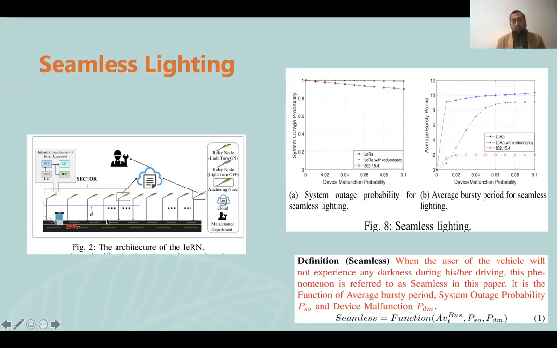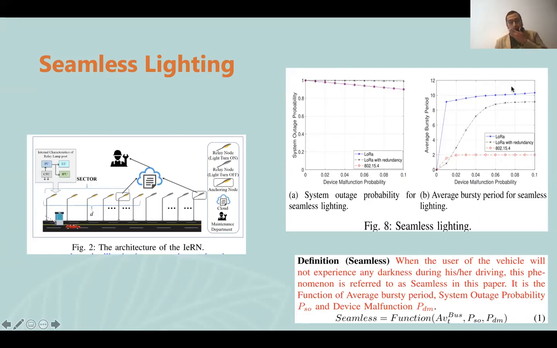But look, the dependency of the entire line will depend only on these two devices. If these two devices are not working, that means there will be a blackout. So that is the problem. There are pros and cons. If we use Zigbee, then definitely the average burst period will be less. But if you use LoRa, it will be high.